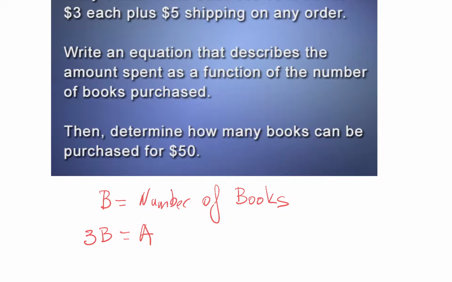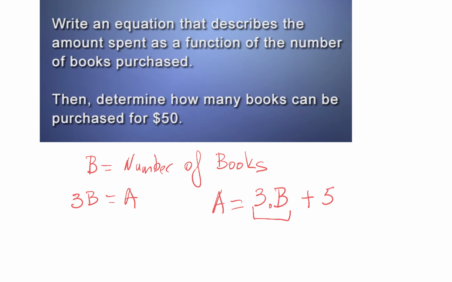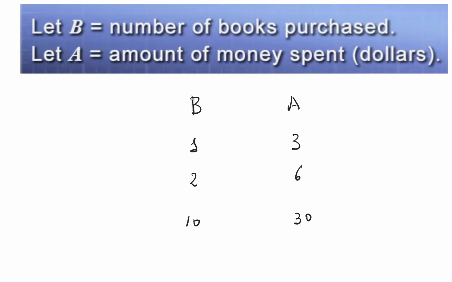But this equation is not correct, because the amount that the person who is receiving the books will spend is more. B is the number of books. $3 multiplied by B is the amount of money that he will pay, but he will pay also $5. So the equation is A equals 3B plus 5. So this is the equation. B is the number of books. A is the amount of money spent.